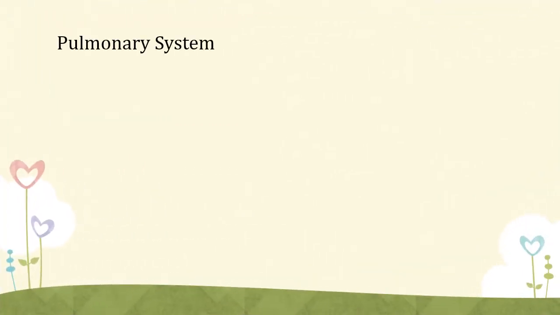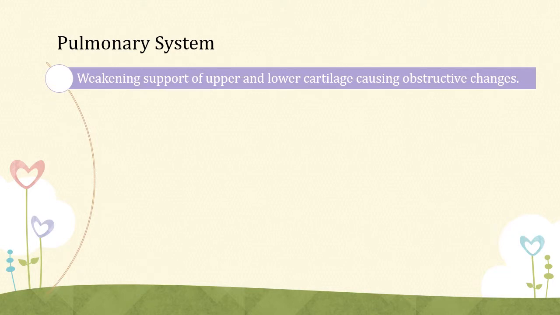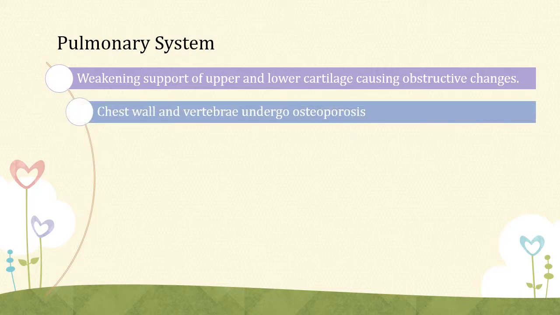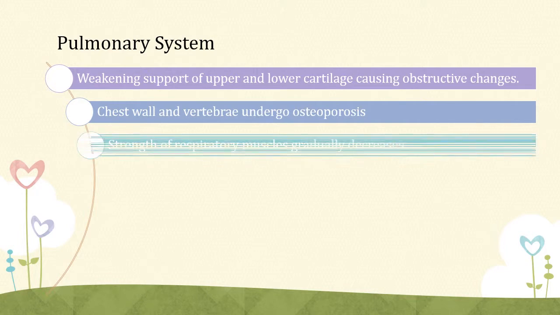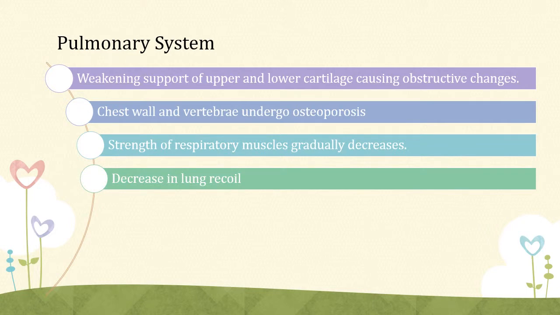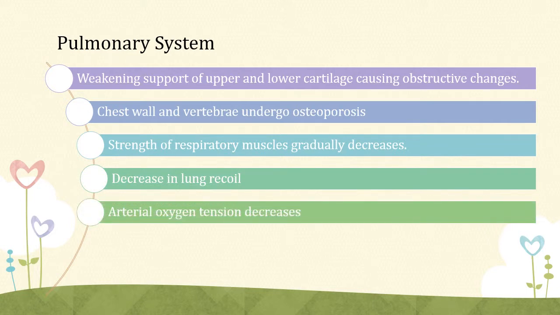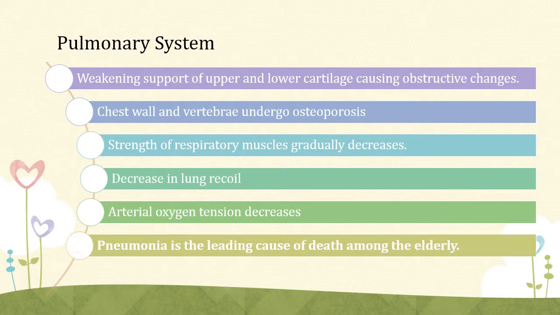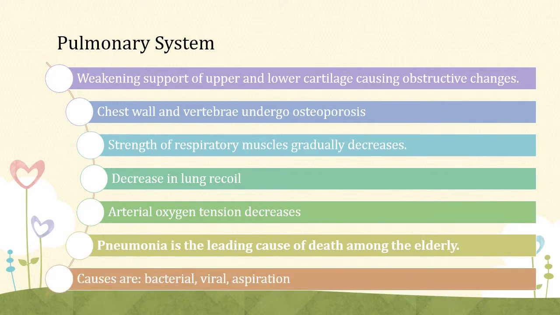Now, in the pulmonary system, there is a weakening support of the upper and lower cartilage causing obstructive changes. The chest wall and vertebrae undergo osteoporosis. The strength of respiratory muscles gradually decreases. There is a decrease in lung recoil. Arterial oxygen tension decreases, which puts them at a high risk for pneumonia, which is the leading cause of death among the elderly. Causes of pneumonia are either bacterial, viral, or aspiration.